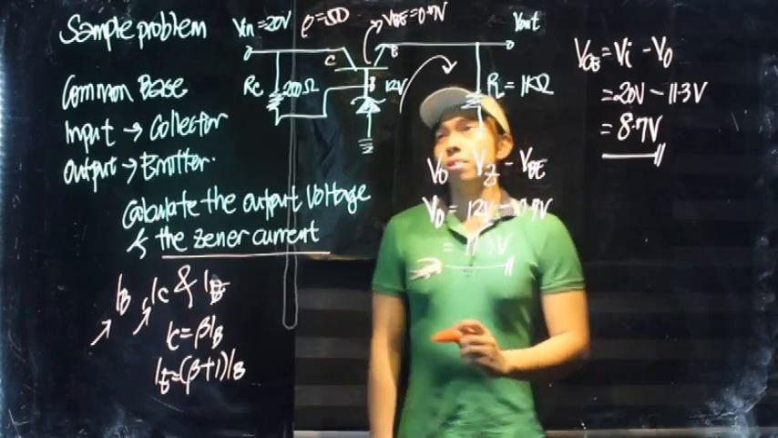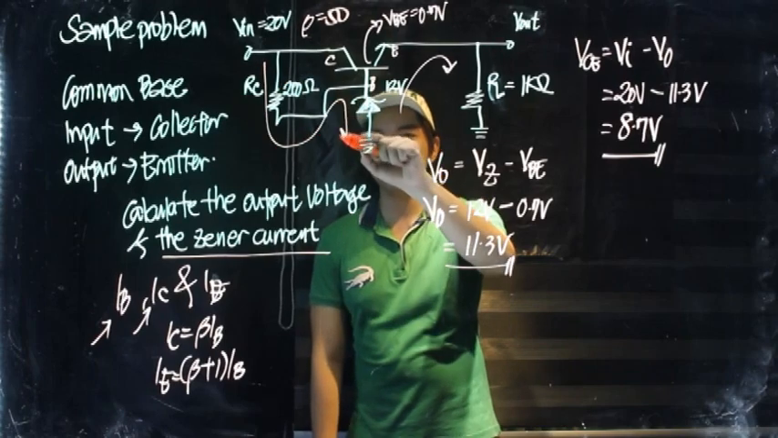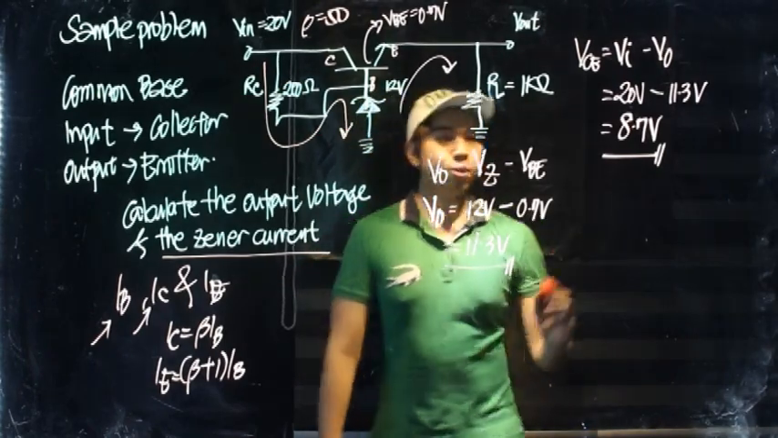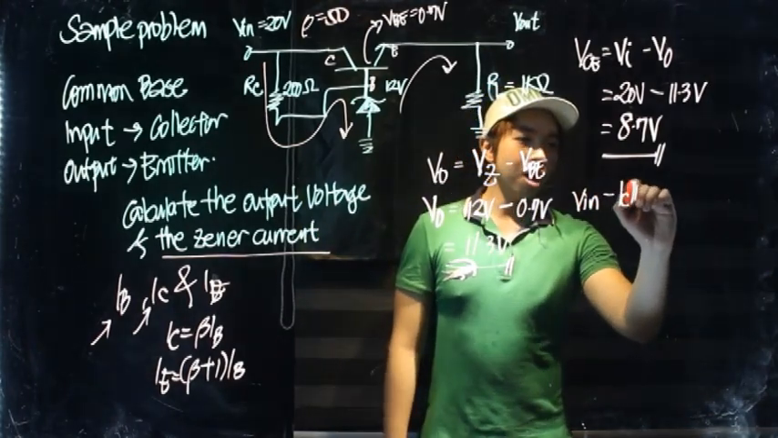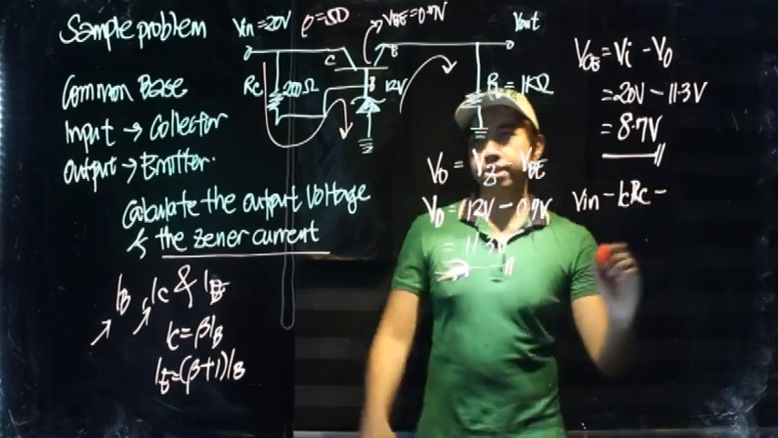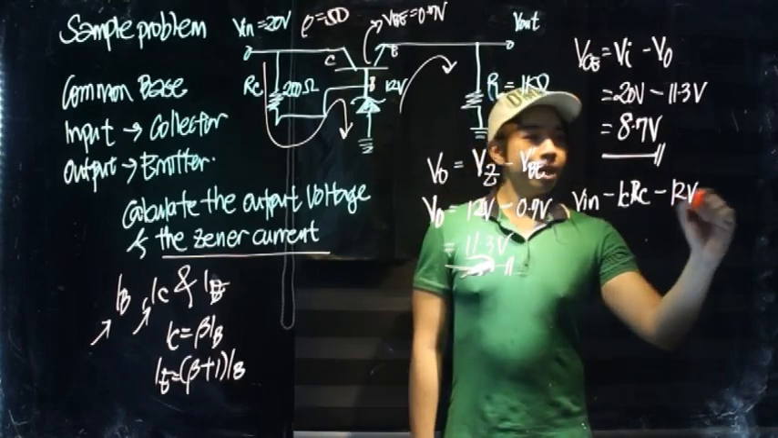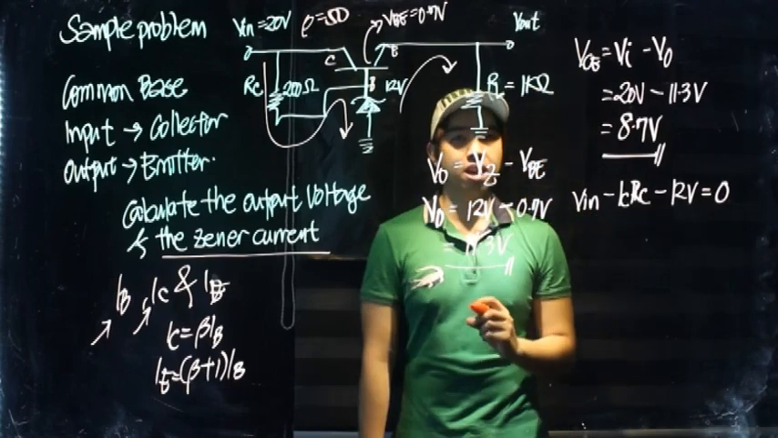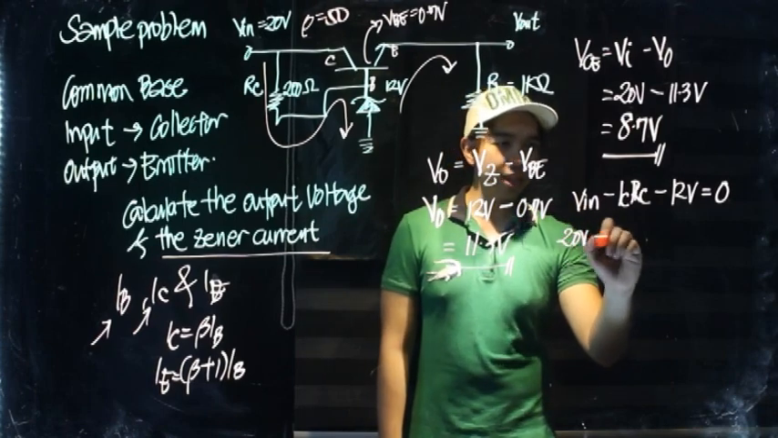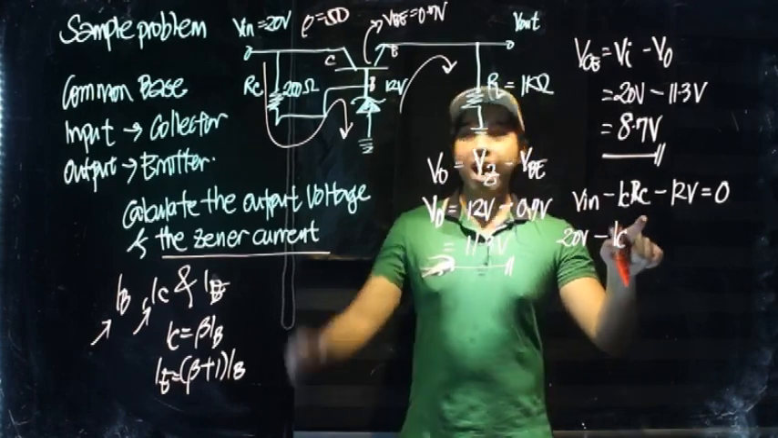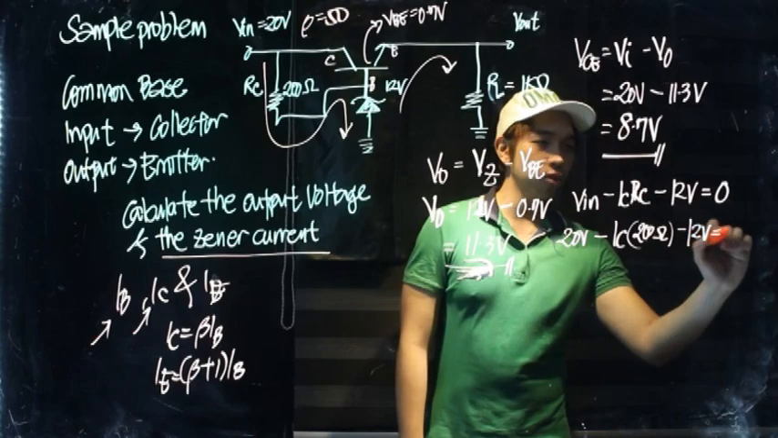Now, let's apply circuit analysis here. Let's try to loop all of this from here up to here. If we're going to loop this, we'll have Vin minus the current IC, RC, minus the Zener voltage 12 volts, is equal to 0 by Kirchhoff's voltage law. Now, we have Vin equal to 20 volts, minus RC is still unknown. We have RC equal to 200 ohms. And we have 12 volts equal to 0.